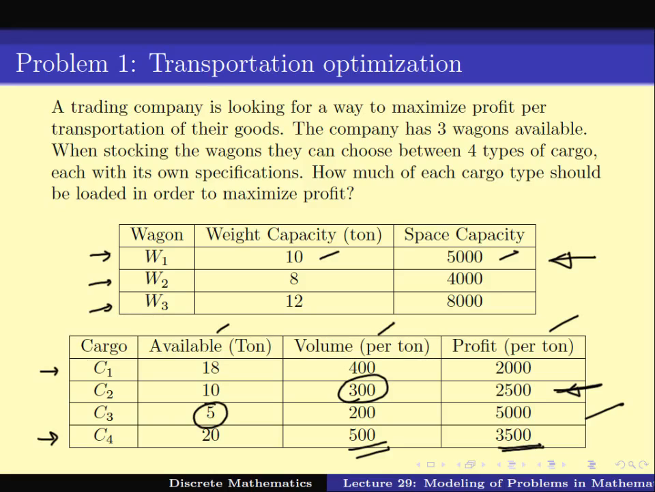profits. So of course, the goal will be to maximize profit such that none of the wagons are overloaded, either in terms of weight or in terms of space. Now the question is how much do you fill in each of the wagons and what cargo do you fill? So we will be looking at this problem, and there are 3 more problems. Let me first describe those 3 problems and I will go back to this problem after that.